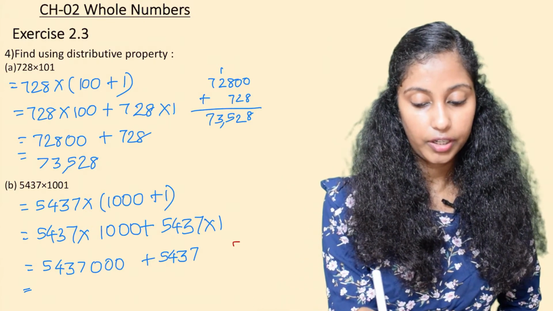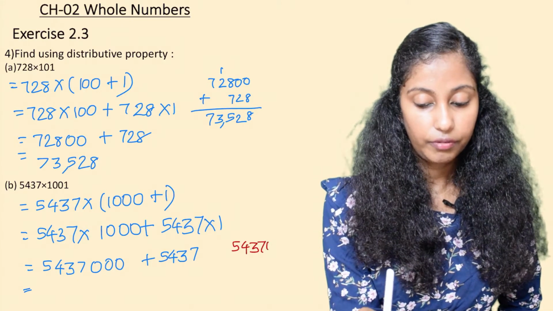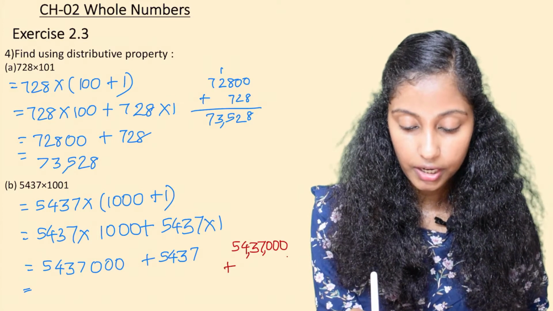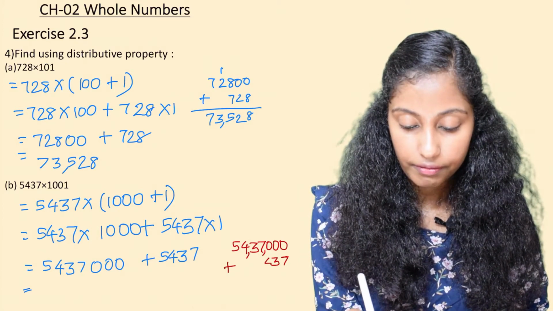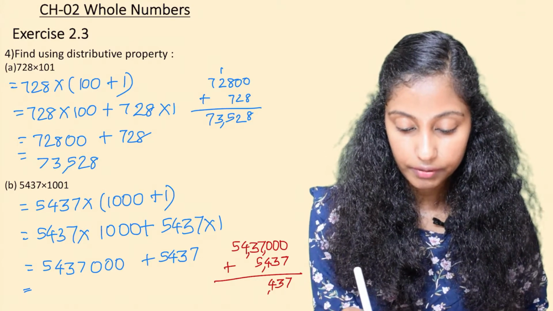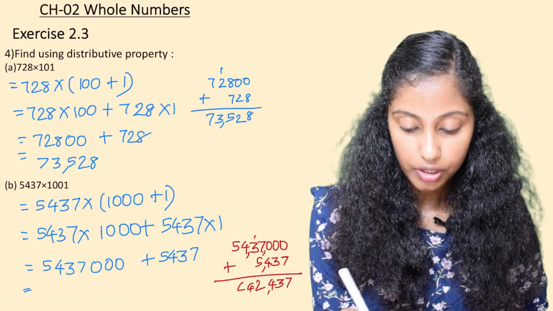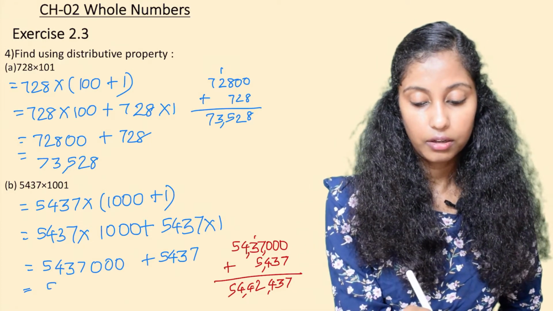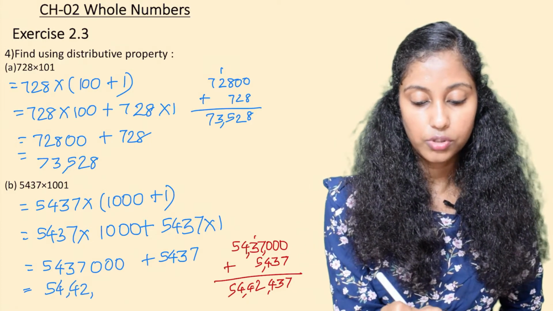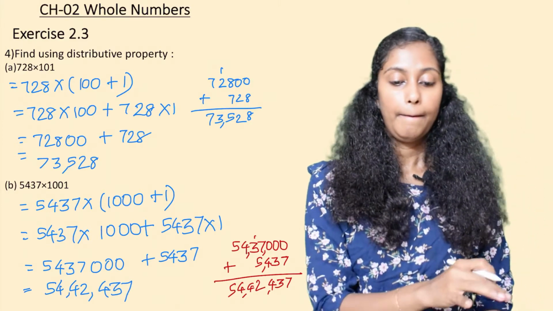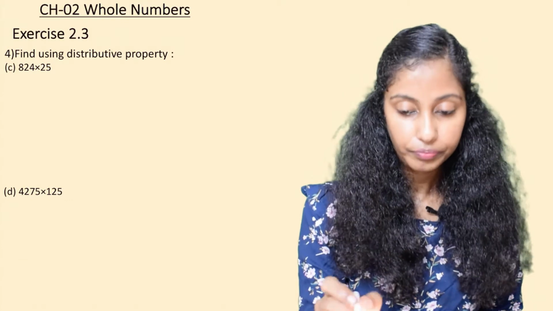So here we get this as 54,37,000 plus 5,437. 7 5 12 314. So it gives us 54,42,437. Now we proceed further.